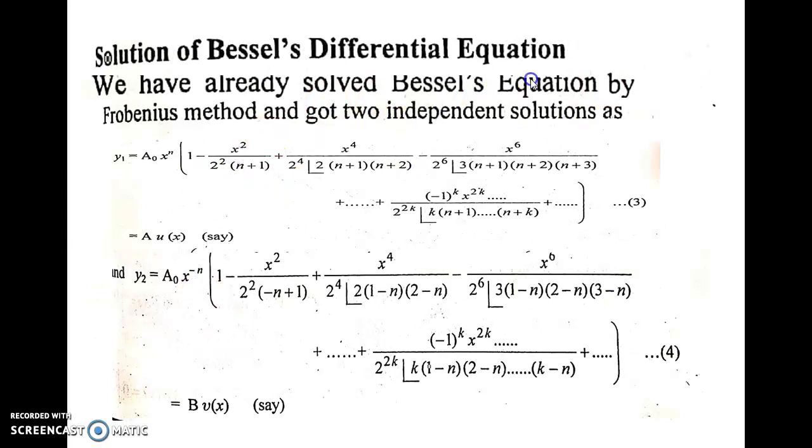Now, solution of Bessel's differential equation. We have already solved Bessel's equation by the Frobenius method and got two independent solutions as well. We have got these solutions, we name them 3 and 4. In case 1 of the Frobenius method, we got these two independent solutions where 2n is non-integer. So it is for non-integer, we get the two solutions, we name them u(x) and v(x).